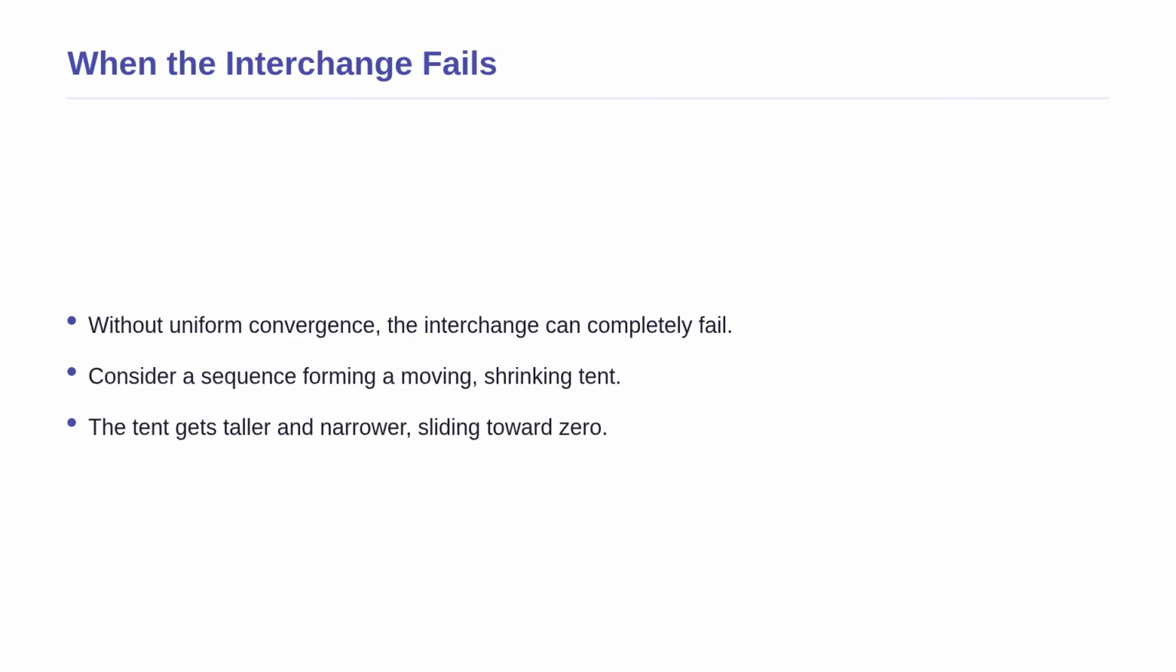We have seen when the interchange works, but now we must look at a dangerous example where the interchange completely fails. This highlights exactly why uniform convergence is so strictly required. Imagine a sequence of functions that forms a moving, shrinking tent. For any step n, the function forms a triangle with a tiny base and a massive peak height. Outside of this base, the function is 0. As the steps progress, the tent gets taller and taller, but its base gets narrower and narrower, sliding towards 0.